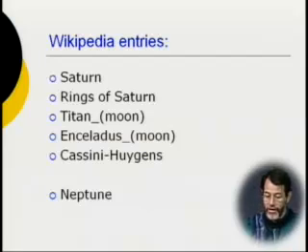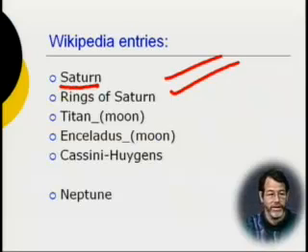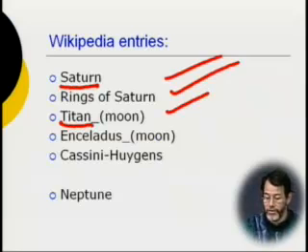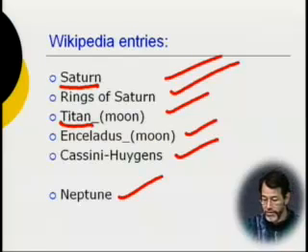Okay, the Wikipedia entries are Saturn, rings of Saturn. Titan, at this point, they break it off. It's interesting that Wikipedia doesn't confuse the word Saturn with like the car Saturn. It knows immediately you're talking about the planet. But if you go to Titan, you have to tell it that you're talking about the moon of Titan. Enceladus, an interesting moon of Saturn getting a lot of play. Cassini-Huygens, a spacecraft which landed on Titan. And Neptune. Please look up Neptune.